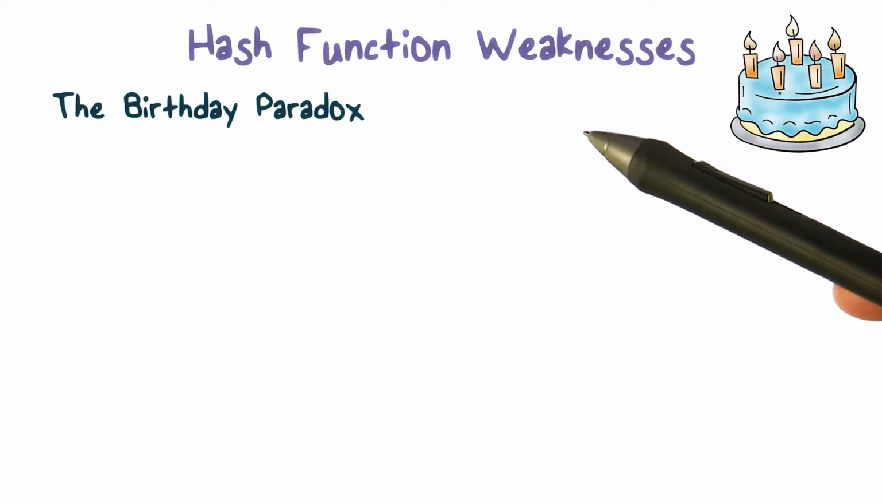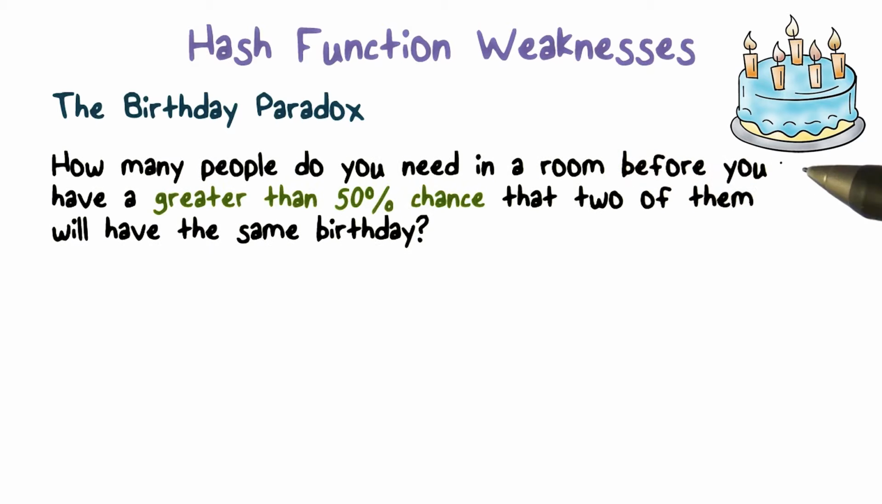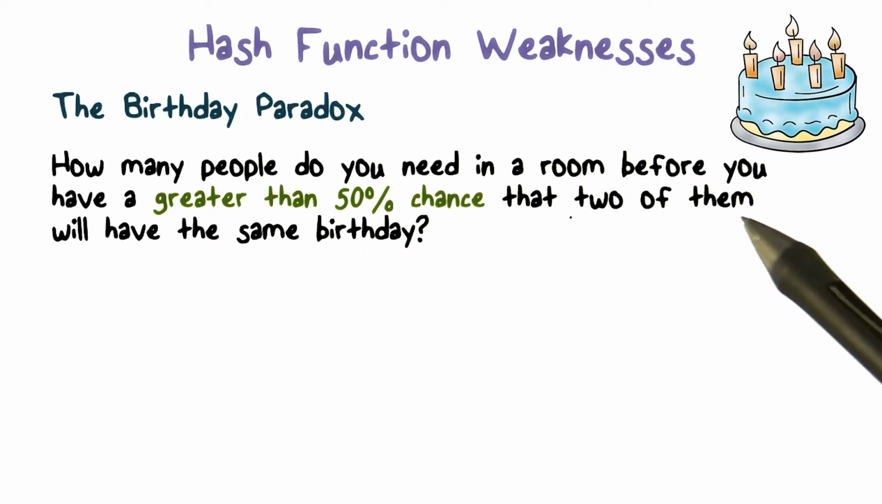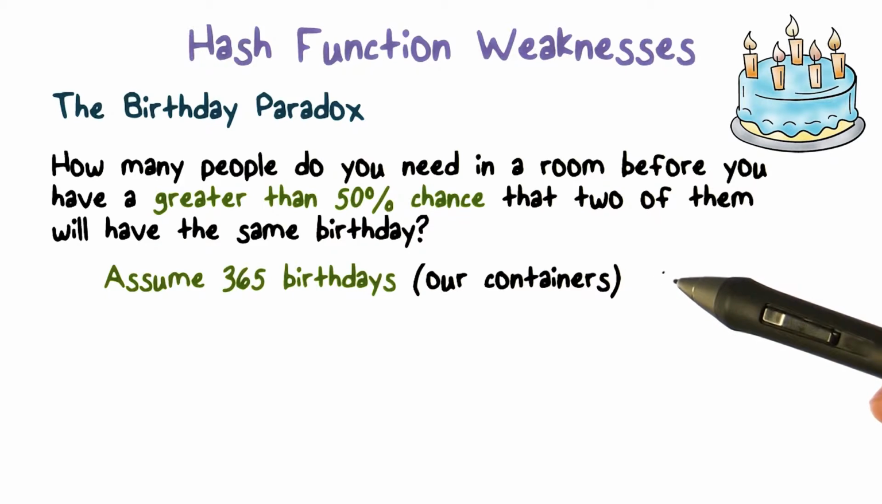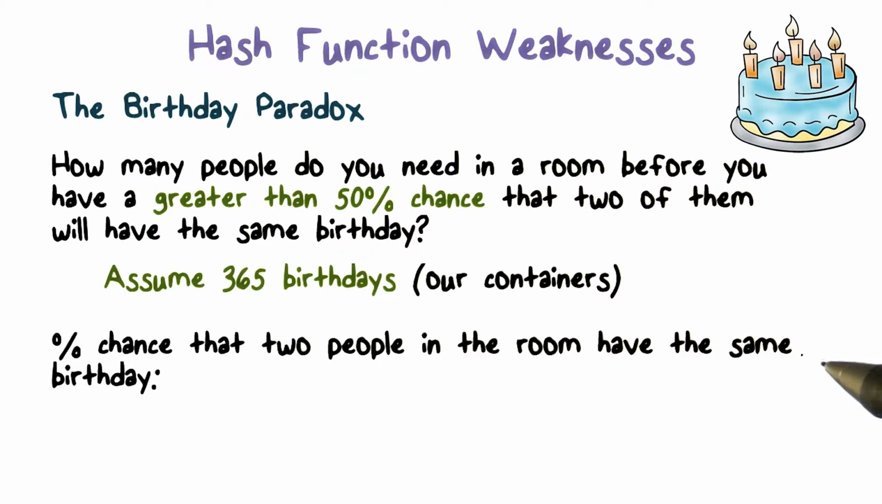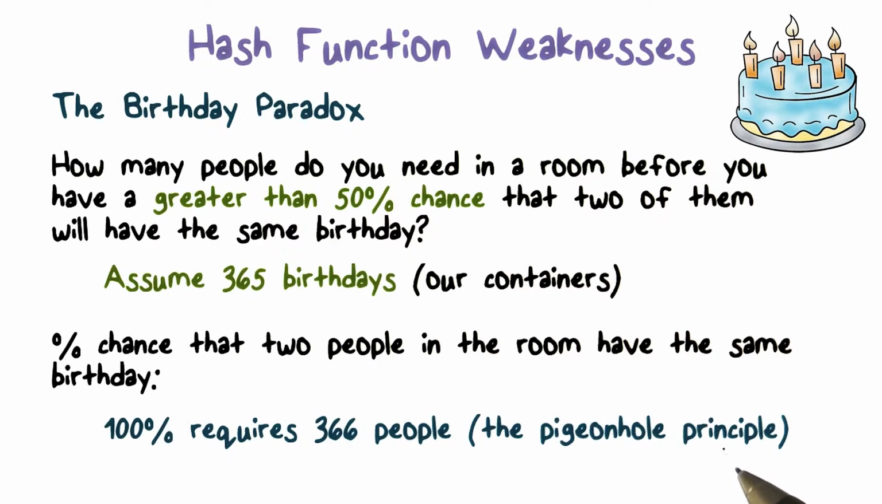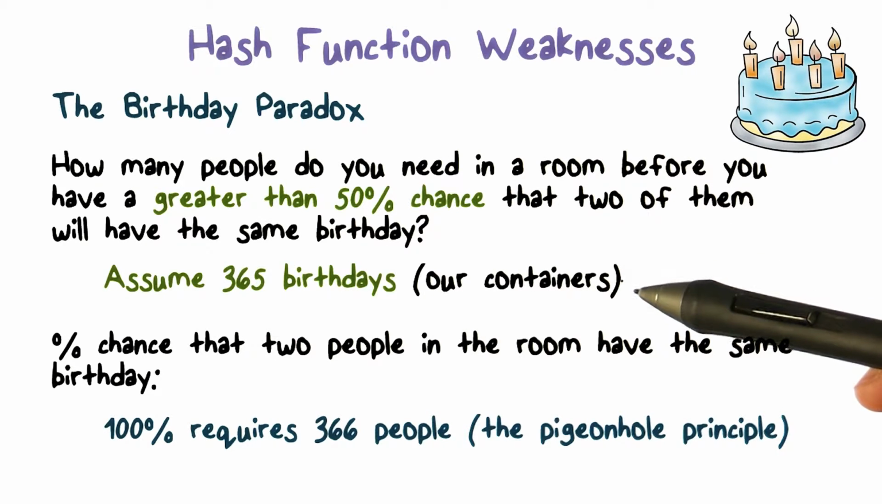Now let's apply the pigeonhole principle to another problem. How many people do we need to have in a room such that there's a good chance that 2 of them will have the same birthday? There are 365 birthdays, and we can think of these birthdays as the pigeonholes. How do we calculate the probability that 2 people in the room have the same birthday? Obviously, if we want the probability to be 100%, we need 366 people, and that's the pigeonhole principle, because we have 365 birthdays, or 365 pigeonholes.